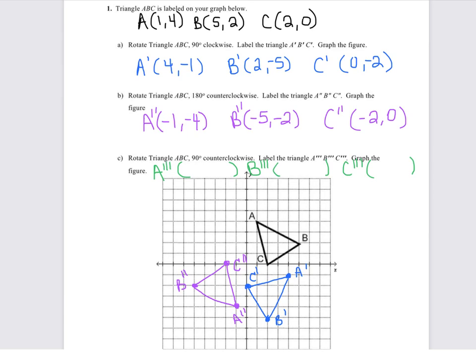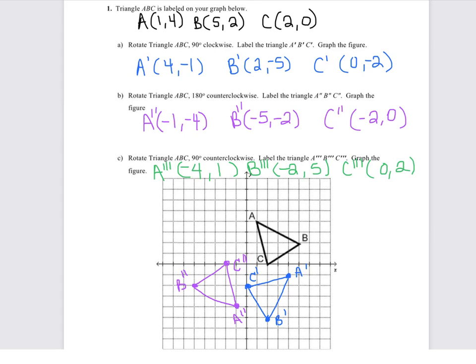Our first step here is to switch our original coordinates. So we're going to flip them, the 4, 1. And then you're going to multiply the first new coordinate by a negative 1. So A triple prime is negative 4, 1. Then we have B triple prime. We flip our coordinates and multiply our first new coordinate by negative 1. So we have negative 2, 5. And then lastly is C triple prime. Flip our coordinates and multiply the first new coordinate by negative 1. Negative 1 times 0 is 0.